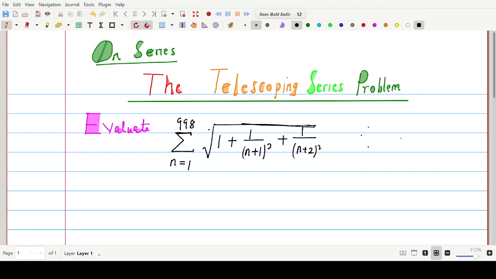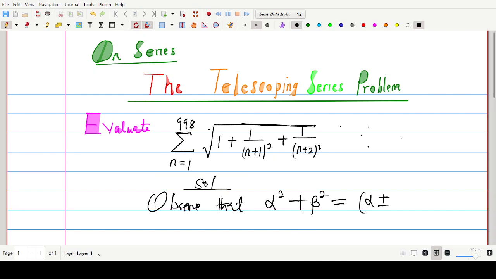In order to carry this out, we should observe the identity alpha squared plus beta squared. Okay, let me write this first. Solution. Now observe that alpha squared plus beta squared is equal to alpha plus or minus beta, all squared, minus or plus 2 alpha beta. This result is very useful in simplifying the radicand.